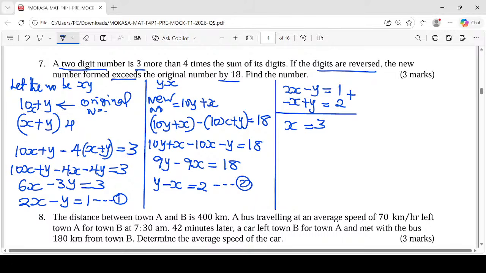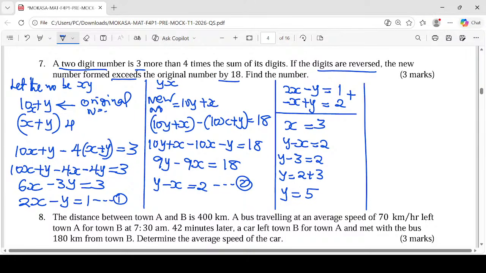How do you get the value of y? You know that y minus x is equal to 2. So y minus 3 gives you 2. This will mean y will be equal to 2 plus 3. Therefore, the value of y will be equivalent to 5. Then the question is, find the number.